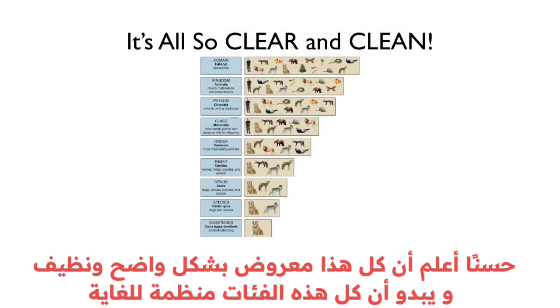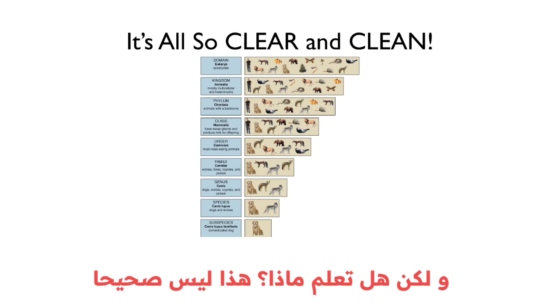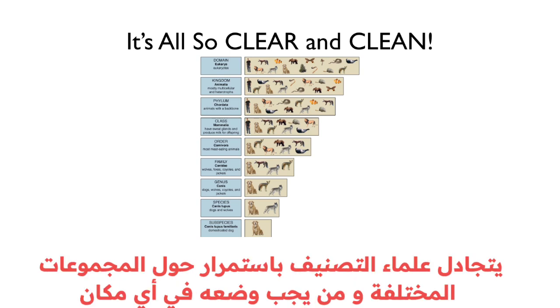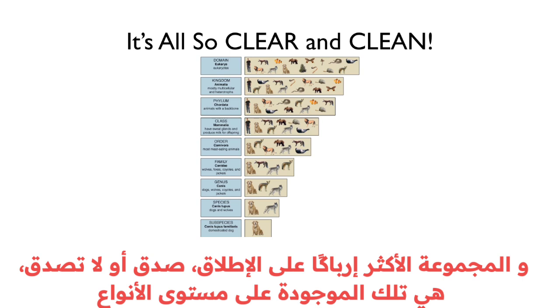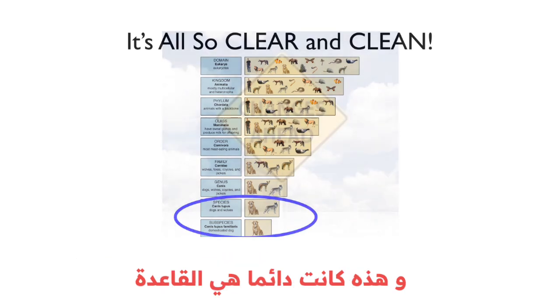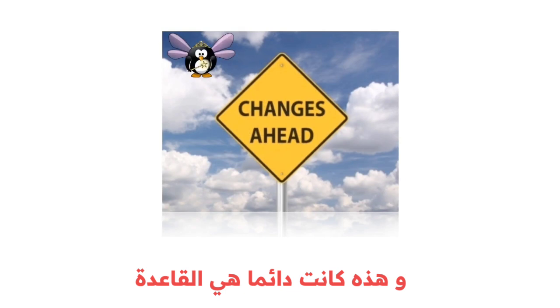So I know this is all presented very clear and clean, and it looks like all these categories are super organized, but you know what? It's not true. Taxonomists argue constantly about the different groupings and who should be put where. And the most confusing group of all, believe it or not, is at the species level. And this has really always been the case.